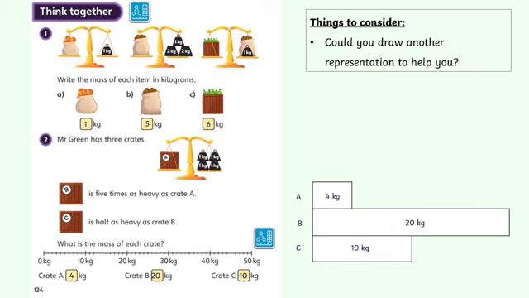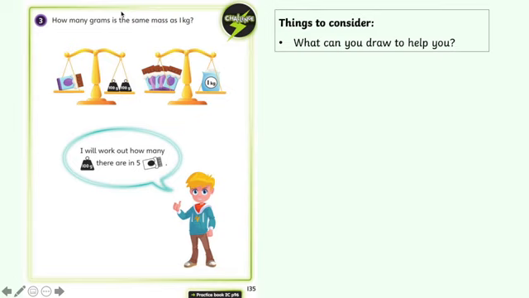Okay, time for the challenge. Question 3 says, how many grams is the same mass as 1 kilogram? And to help us work this out, we can see here we've got one balance that's got a chocolate bar and 200 grams on the other side. And in the other balance, we've got 5 chocolate bars is the same as 1 kilogram.